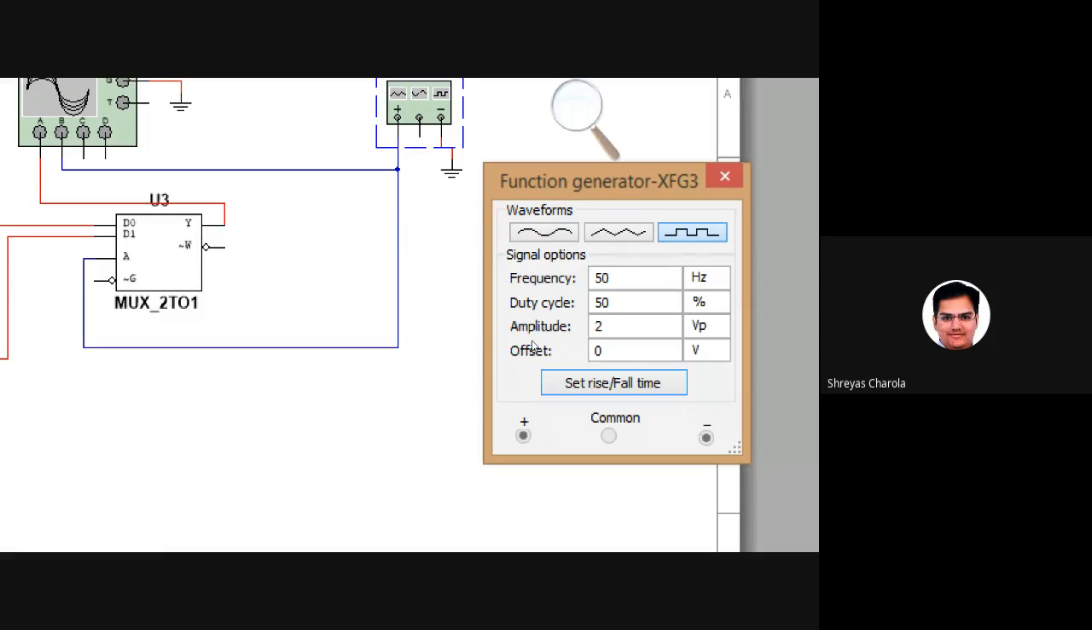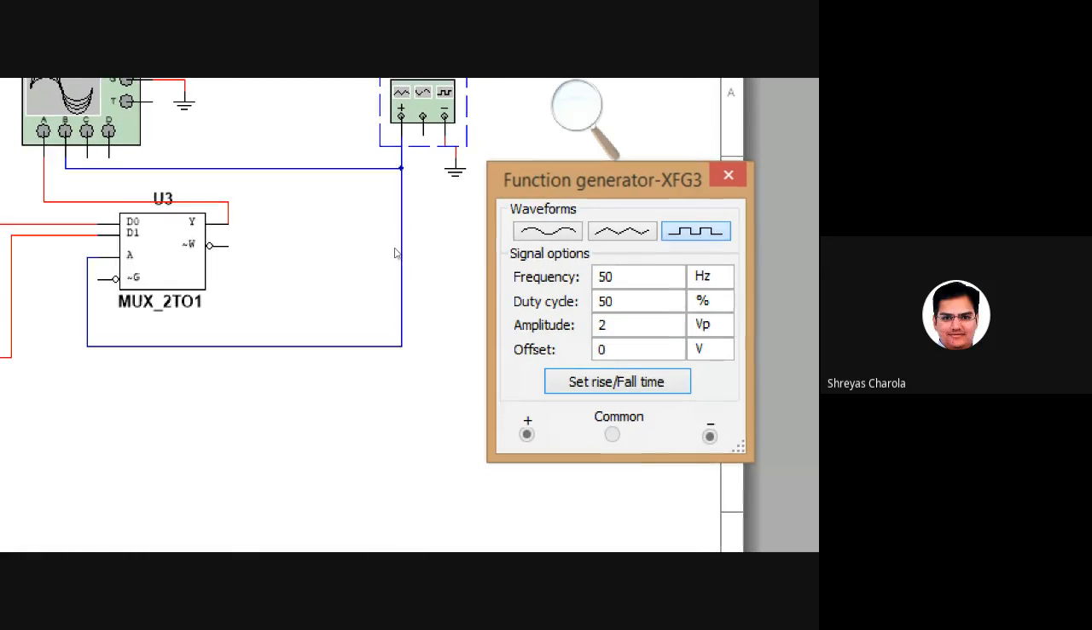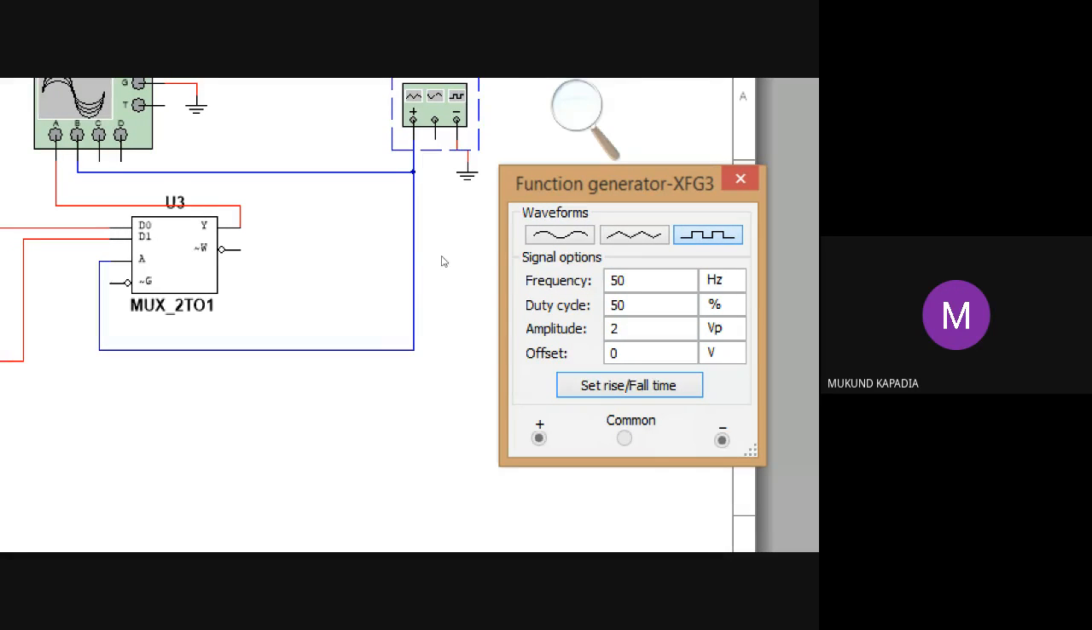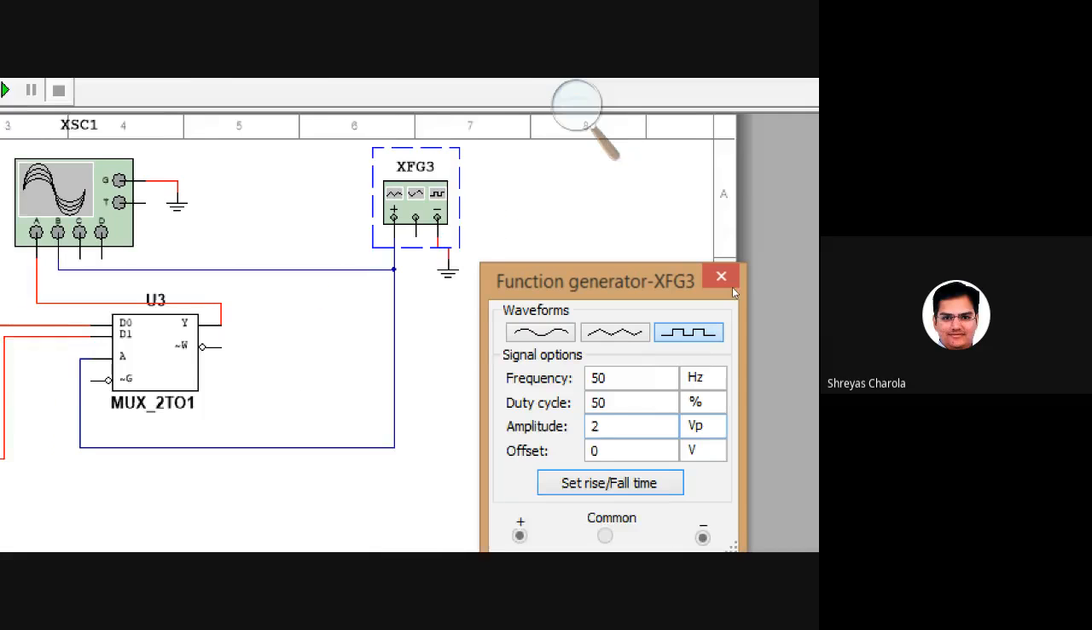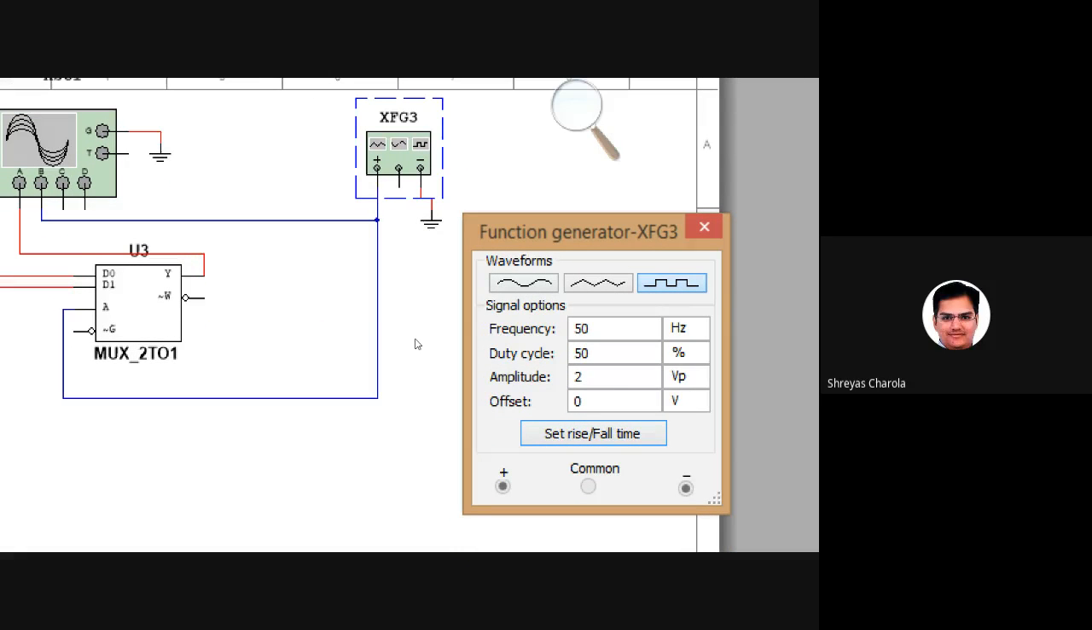So if the selection line is 0, D0 will go to the output, and if it is 1, D1 will go to the output. Do you agree? And if you look at A, I had applied a digital signal from a function generator. Why did I apply the digital signal? Sir, there are two inputs, 0 and 1, that's why.